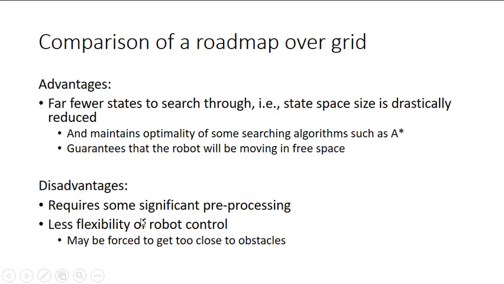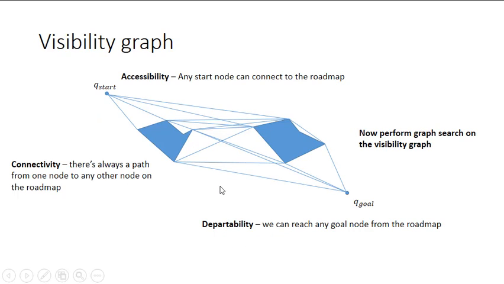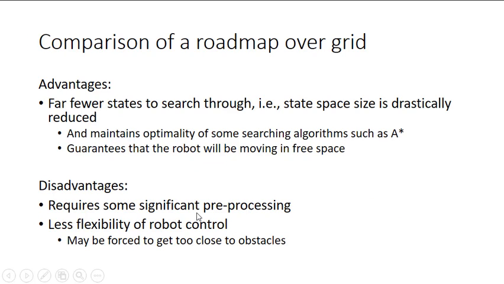So also we have less flexibility of robot control, so we may be forced to get too close to obstacles. This is something that's specific to visibility graphs, not roadmaps as a whole. I mentioned that local control can take care of this. That is true, but you're still close, right? You're still going to get really close to the obstacle. So when we talk about visibility graphs, we have this catch: you get a really small number of states, but you are getting really close to the obstacles.